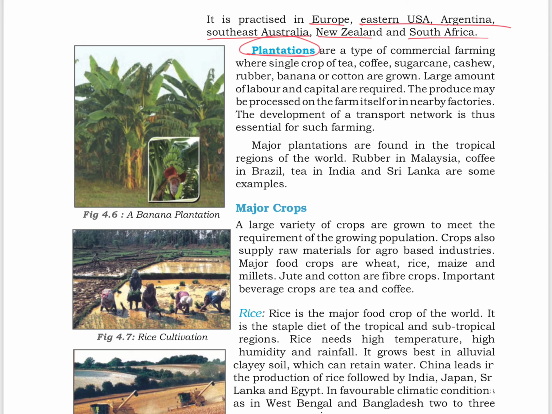Next we have plantations. These are the type of commercial farming where a single crop of tea, coffee, sugarcane, cashew, rubber, banana or coconut is grown. A large amount of labor and capital is required. Major plantations are found in tropical regions of the world. Rubber in Malaysia, coffee in Brazil, tea in India and Sri Lanka are some examples.